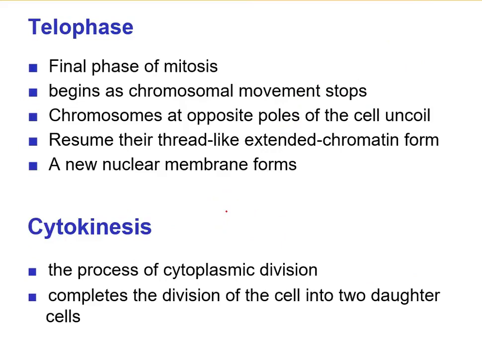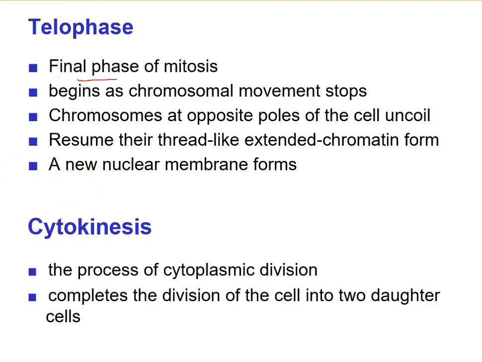And then in telophase, the cell is nearly done dividing. This is the final phase of mitosis. And during this phase, chromosomal movement stops, and then chromosomes are going to be found at opposite poles of the cell, and they are starting to be uncoiled. The two new nuclei form, one for each set of chromosomes, and the nuclear membranes and nucleoli reappear.